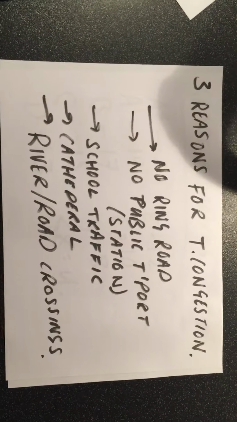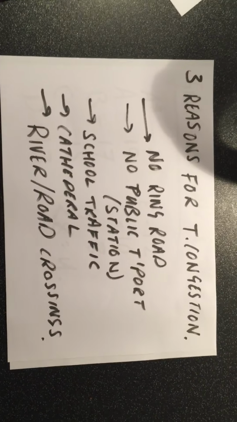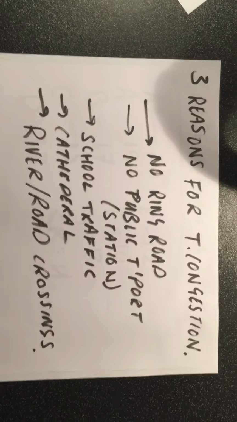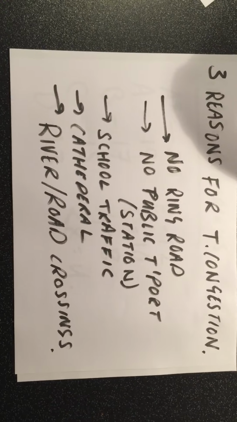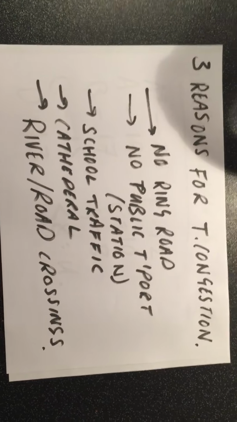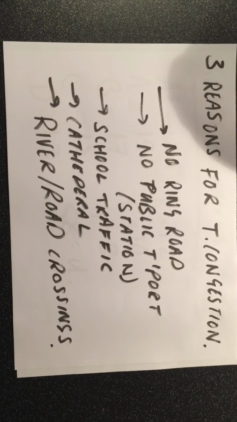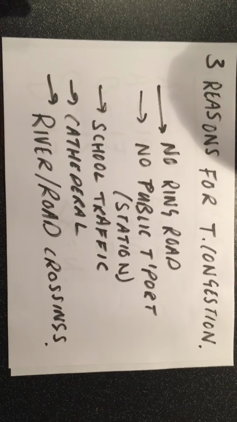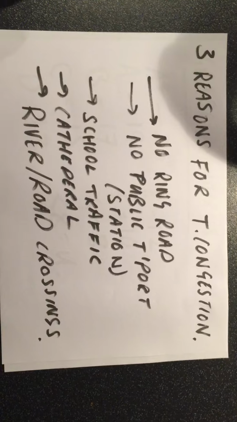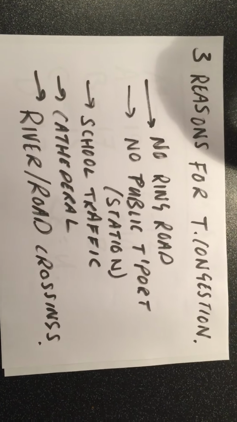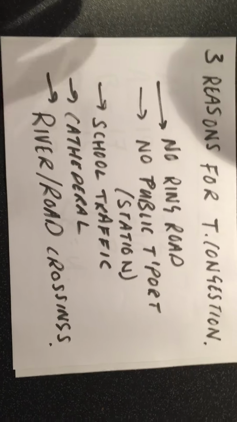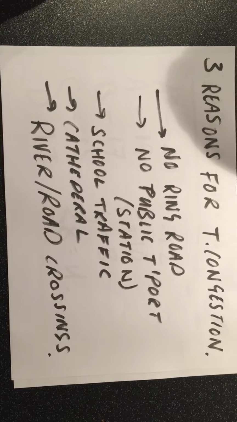Okay. The final question that I want us to go through is the one that said 3 reasons for traffic congestion in Hereford. Now, if you look at the figure carefully, there are a number of things that you could have included, and you get 1 mark for each reason. So there's no ring road around the city. There's no public transport, in particular a station. Obviously, if it had a station in the central business district, people might be more inclined to use trains and public transport.